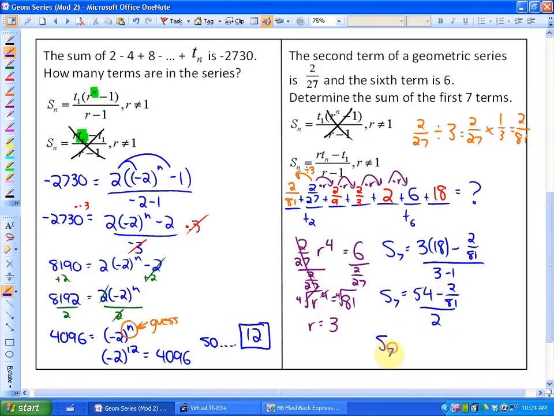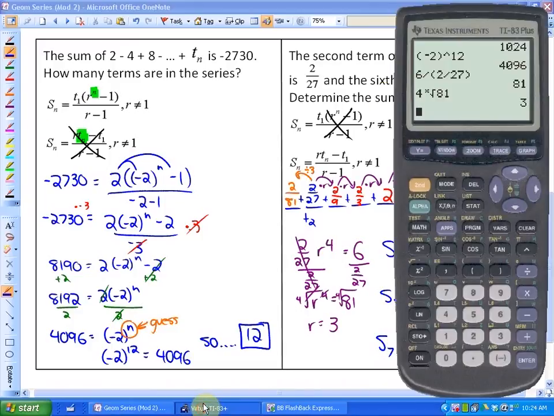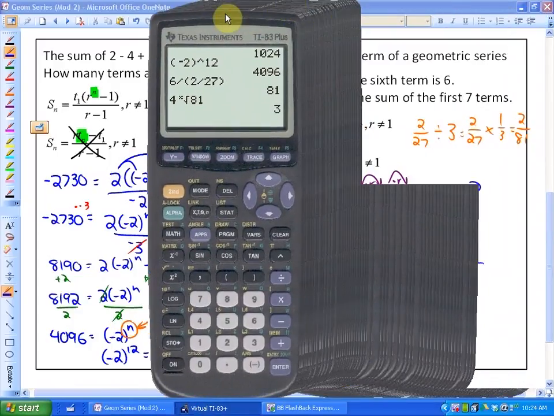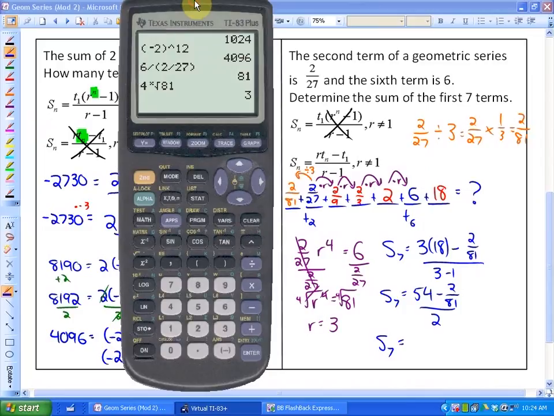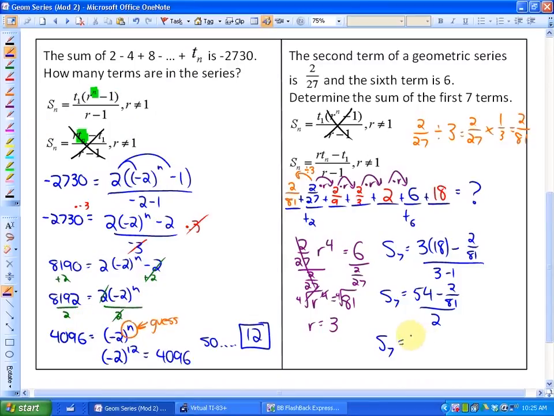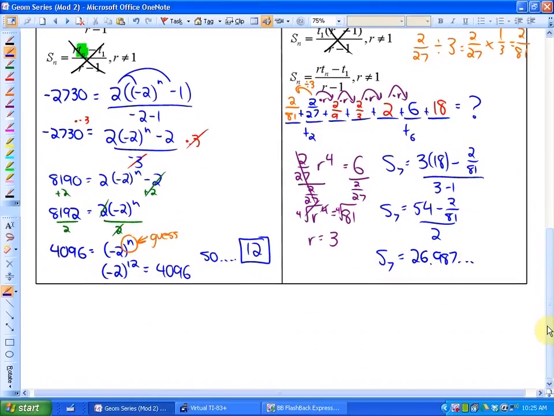And I'm just going to calculate this and find out what the sum is. You could also do this in fraction form, or in other words, in exact value form if you'd like to. So 54 minus 2/81 equals, and divide that by 2, and I get 26.987, etc. If you'd like to do this in exact fraction form, maybe I'll show you right now. Other than that, we're done the lesson.